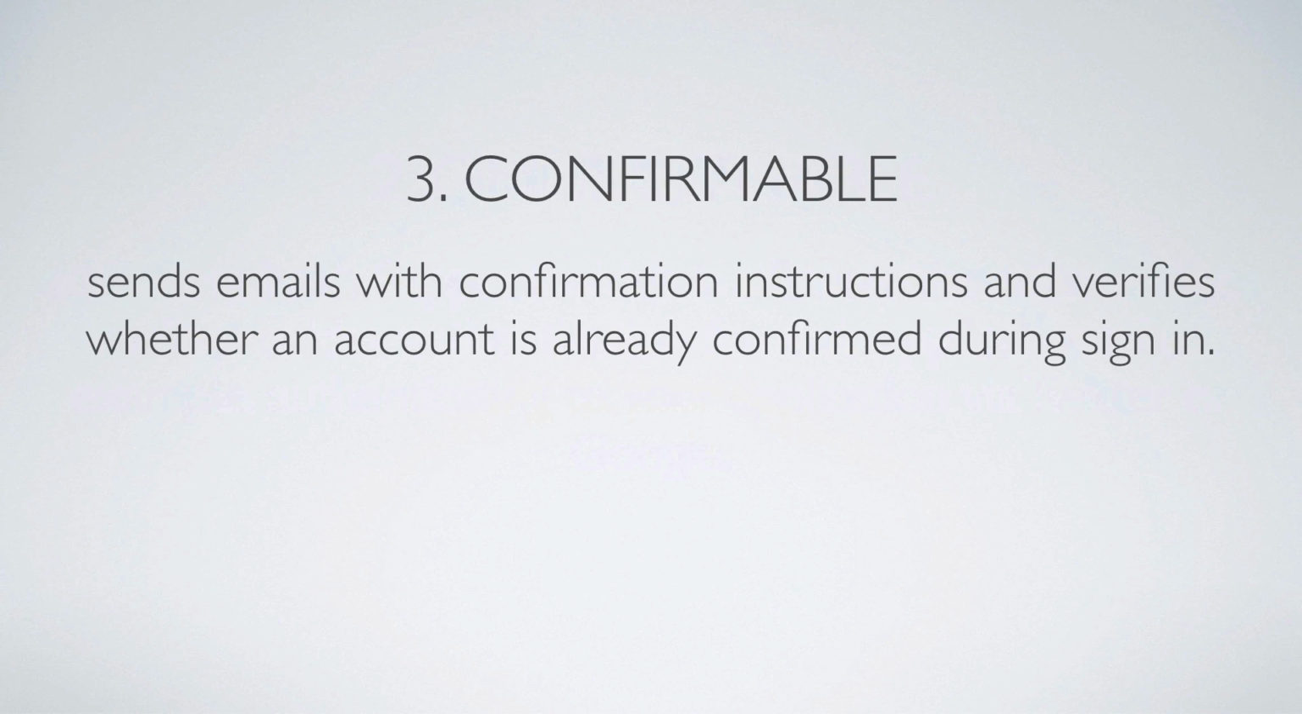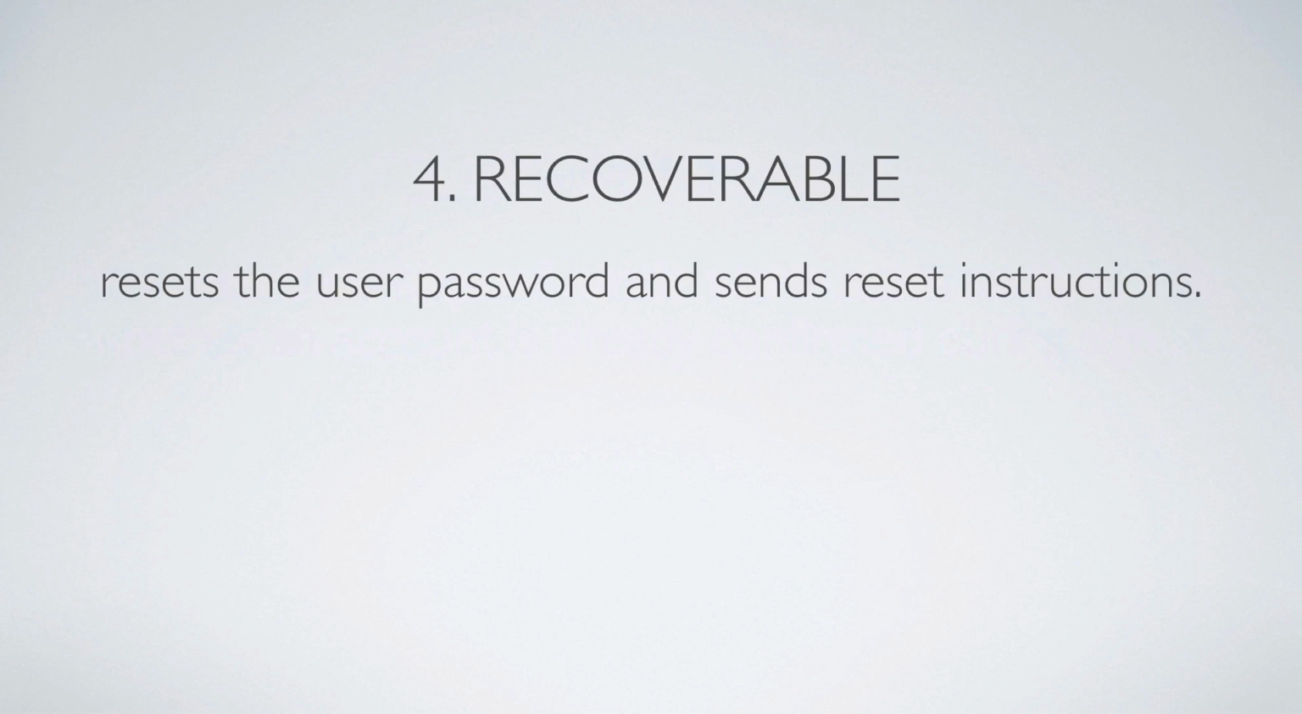The third feature is CONFIRMABLE, which sends emails with confirmation instructions and verifies whether an account has already been confirmed during sign-in. This is a pretty important feature because it can confirm that the email address is valid and that a user or human has actually confirmed the email verifying the account instead of a robot, which could then flood your site with spam. And the fourth feature is RECOVERABLE, which resets a user password and sends reset instructions.